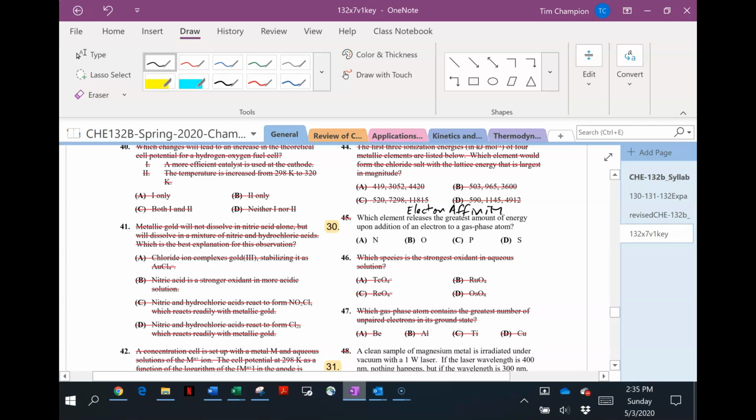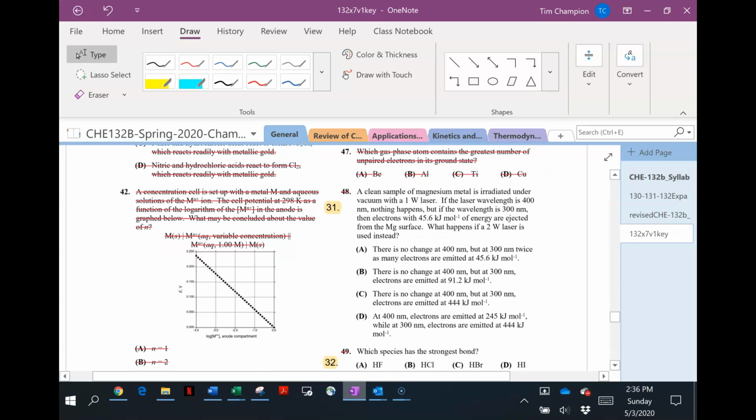And if you look at the arrangement of the atoms on the periodic table, nitrogen's on top of phosphorus, and oxygen is on top of sulfur, right? So these are our elements on the periodic table, like so, with fluorine right there, just to give you a reference. So we're looking for the greatest addition of energy, and the answer for this is sulfur. Sulfur has the highest electron affinity.